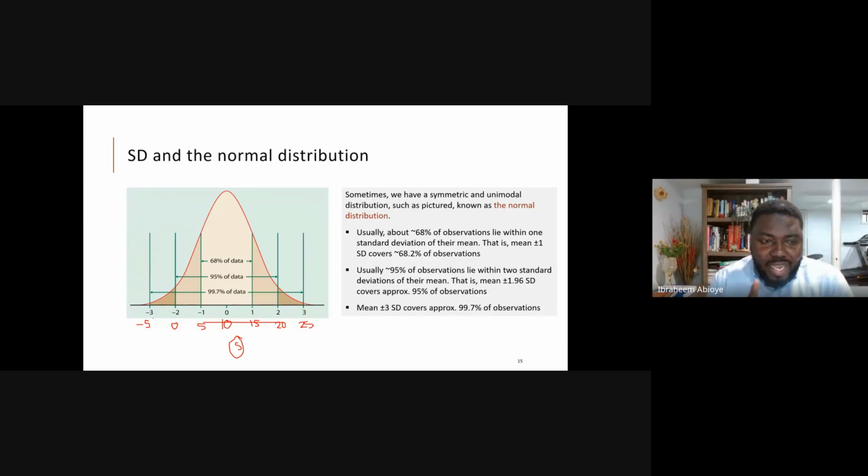If you have a variable that cannot take the value of minus 5, your distribution will not be normal, it will be skewed. Let me say that again. If the standard deviation is 5 and the mean is 10, but the variable cannot take the value of minus 5. An example is maybe hemoglobin or age. Let's say age.